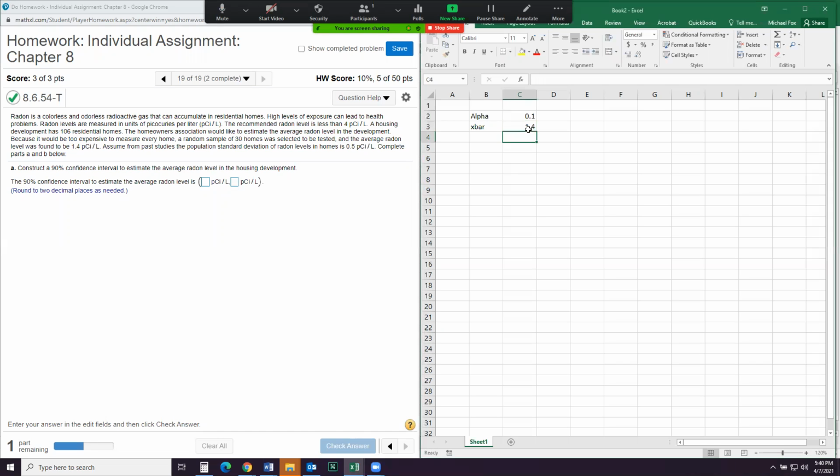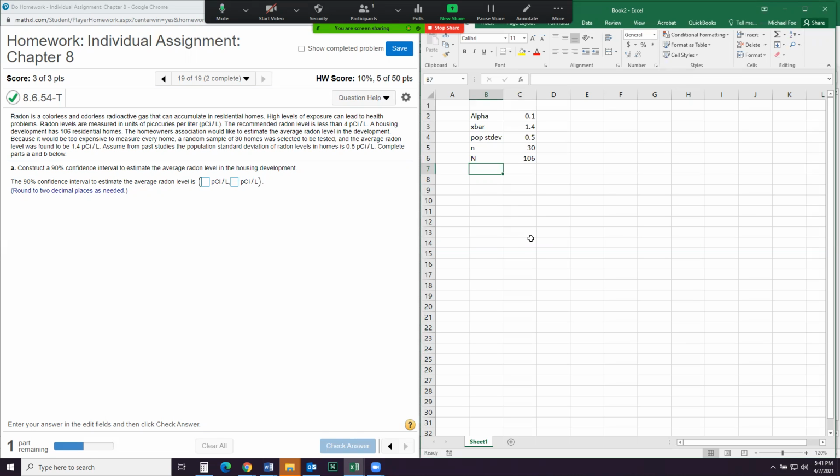That's my sample mean. I know my population standard deviation, because it tells me that from past studies, the population standard deviation is 0.5. I know my little n, which is my sample size. This says a random sample of 30 homes was selected. I know my big N, which is my population size, which is 106. And that's what I know at this point.